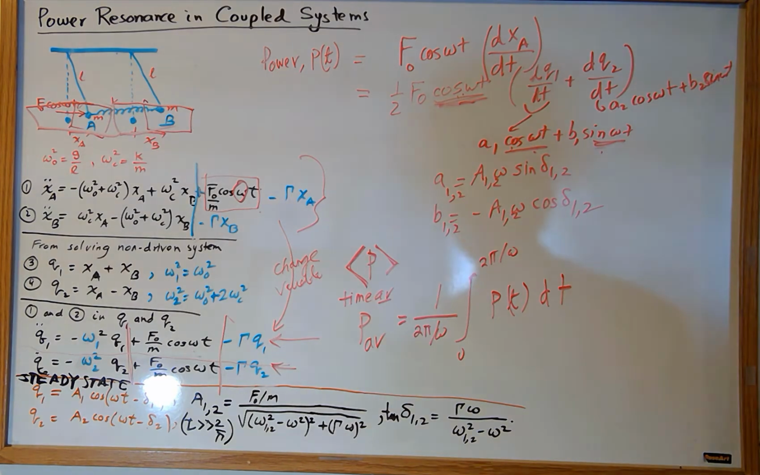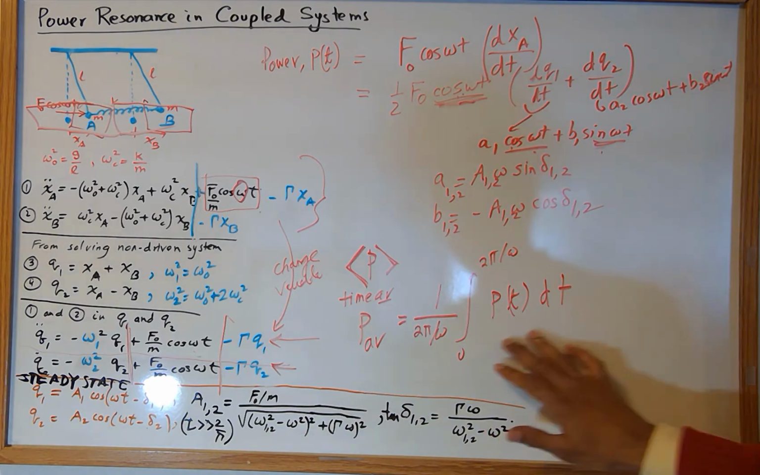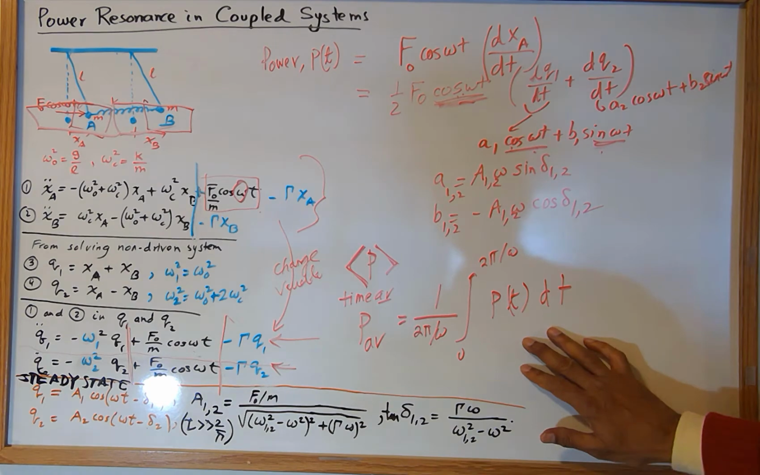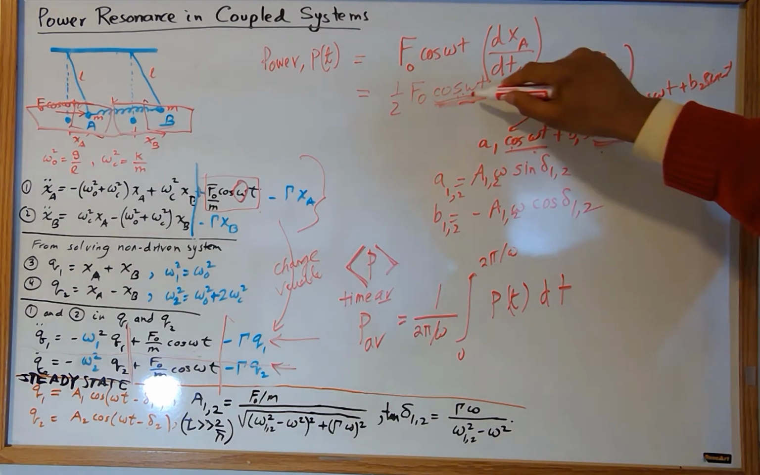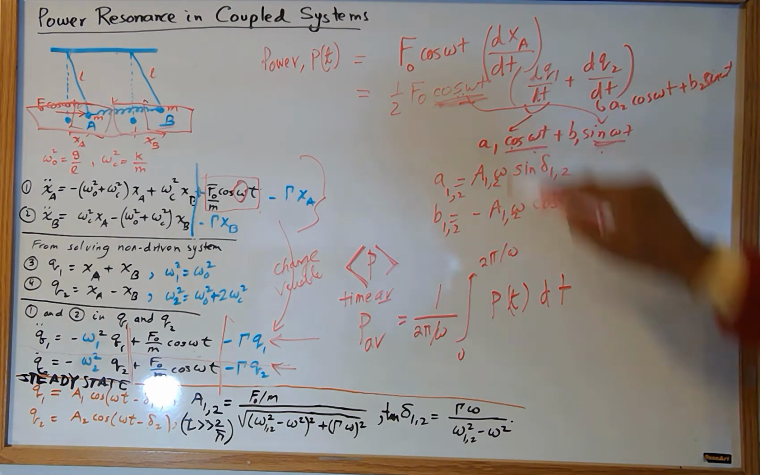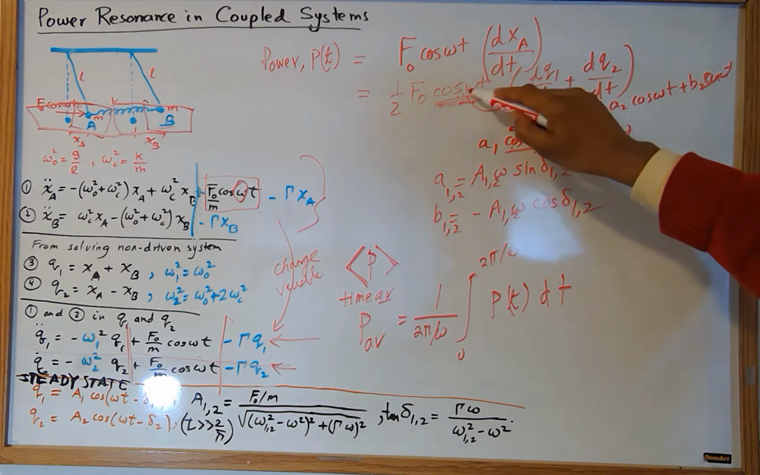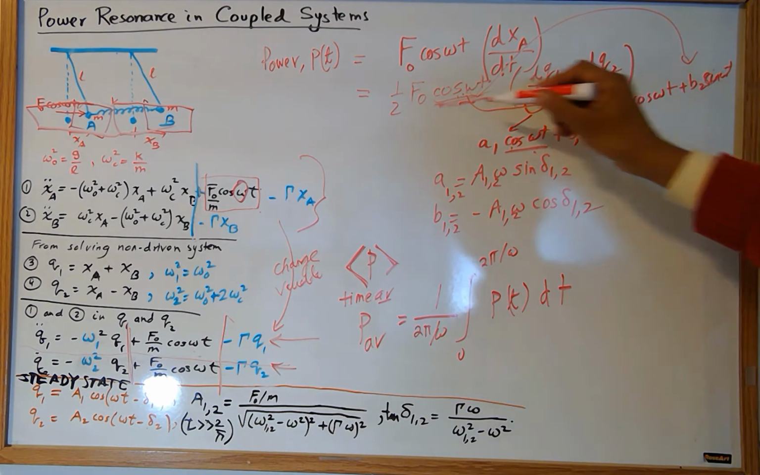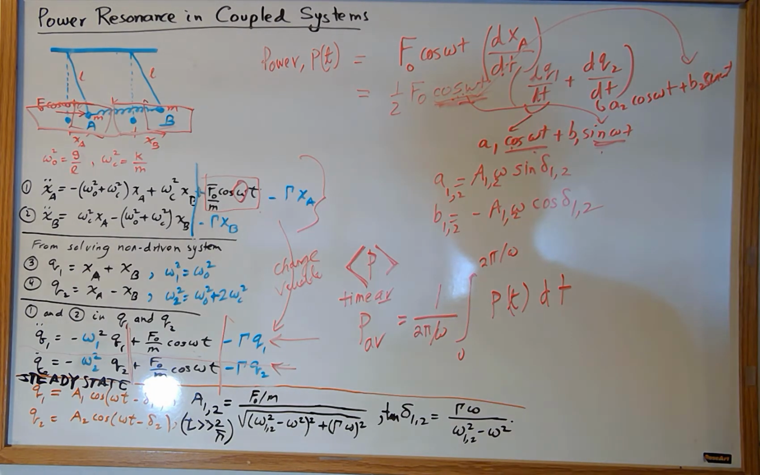After I integrate it, you would not be surprised that this is going to be a nasty looking thing, but these kind of terms will give me 0. This with that will give me 0, and this with that will give me 0. So the only ones that remain will be the cosine squared terms.